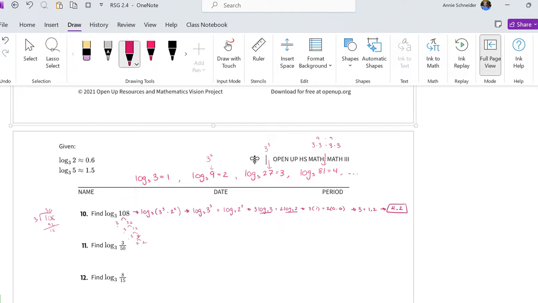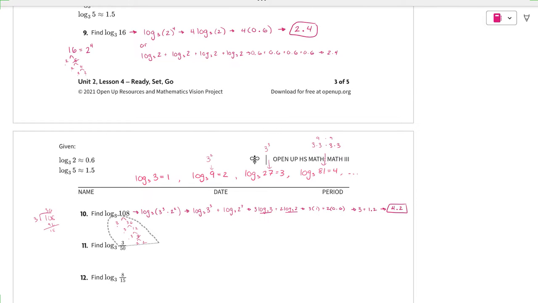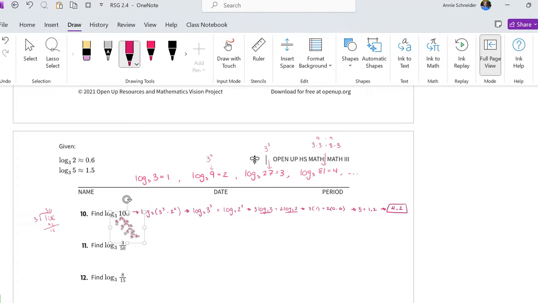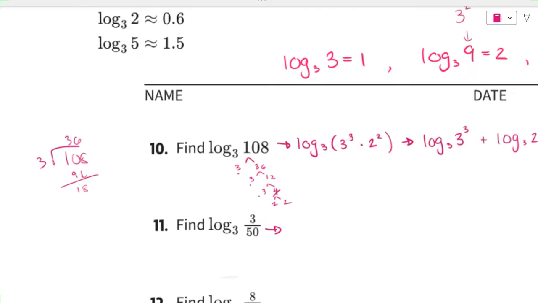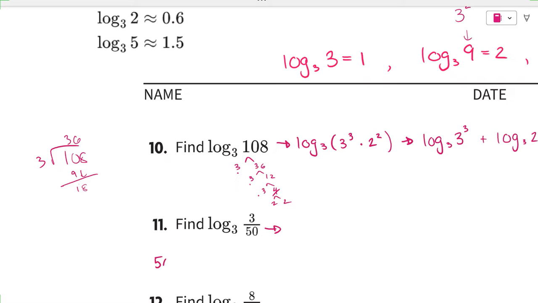Okay. Let's look at our log base 3 of 3 over 50. So hopefully that 3 stands out to us right away. We can use that. So let's think about the 50. 50, remember we have 2s and 5s. So I know 2 times 5 gives us that 10. So if we multiply it by another 5, we get our 50. I'll use multiplication here as opposed to powers. So 3 over 2 times 5 times 5.